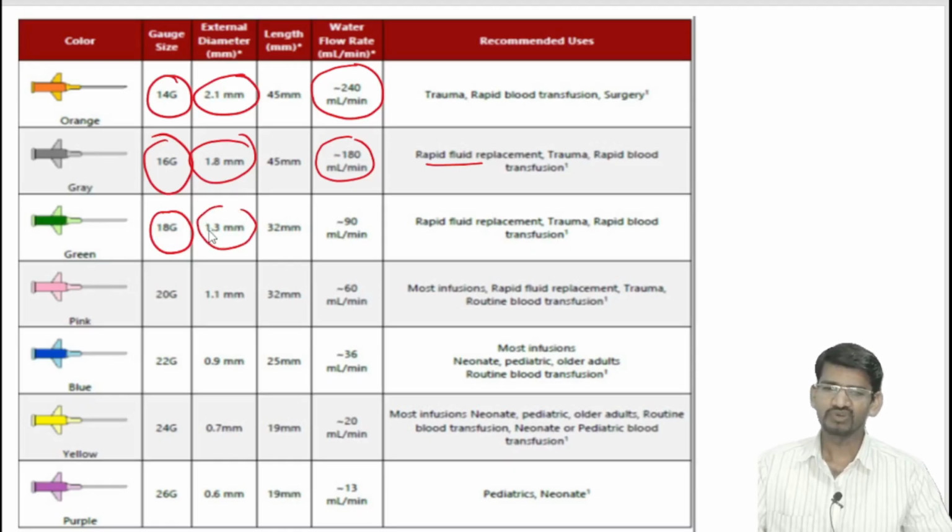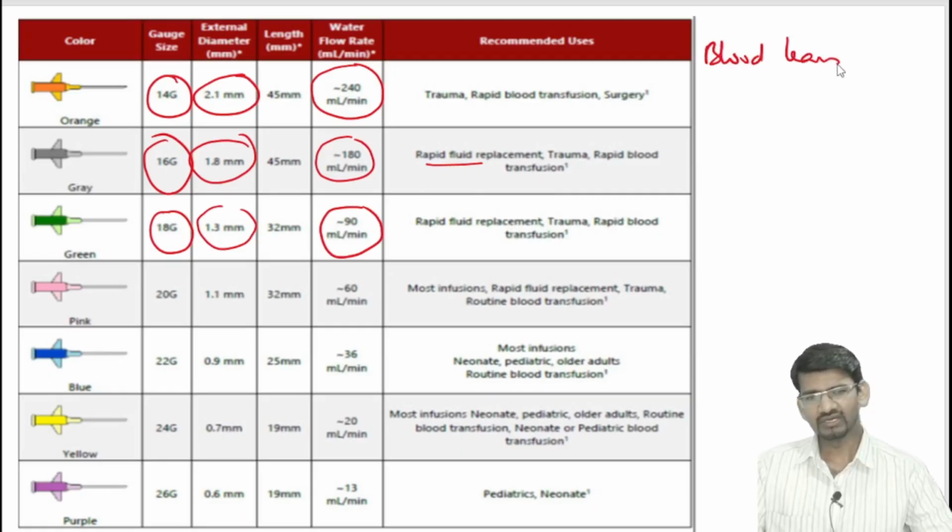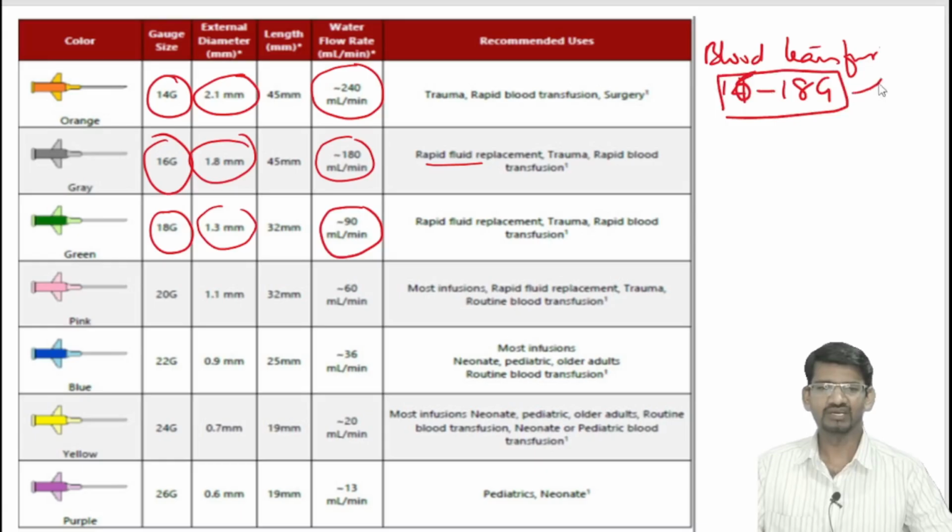The diameter is 1.3 mm, and it delivers nearly 90 ml per minute. It is also used for rapid fluid administration and blood transfusion. So in clinicals we commonly use this green for blood transfusions. So remember, for blood transfusion, the commonly used IV cannula is 14 to 18. We commonly use the 16 to 18 gauge cannula for blood transfusion.